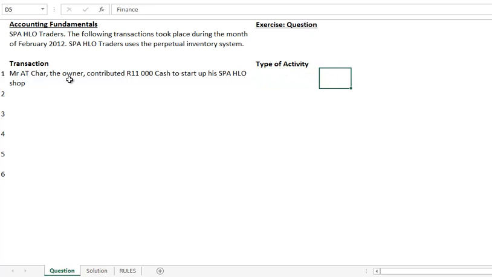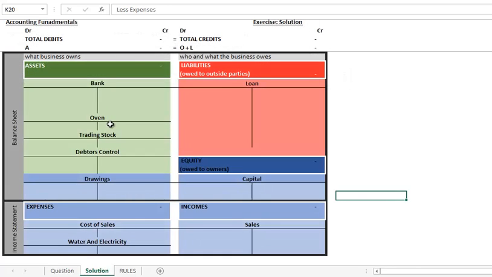Why do I say that? Well, the business, even though the owner gave money, the business is getting 11,000 Rand. So the business is getting money, and that we call a financing activity. So how do we show this in our table? Well, my assets went up because the business got money by 11,000 Rand. So there you can see my assets increased.